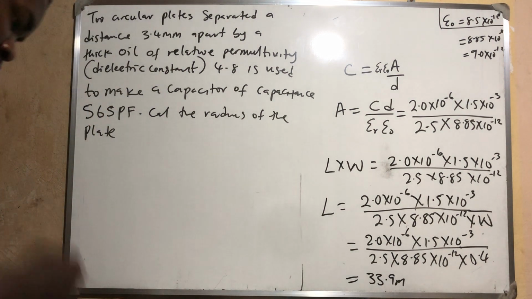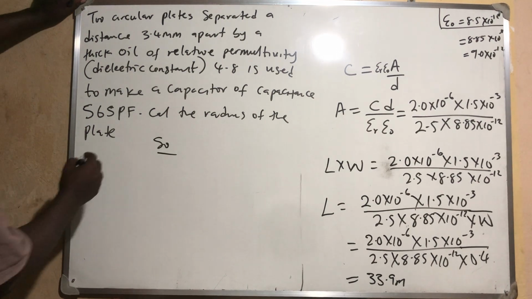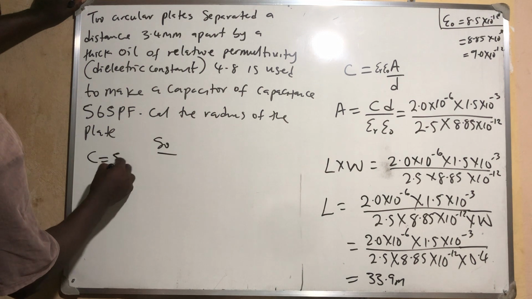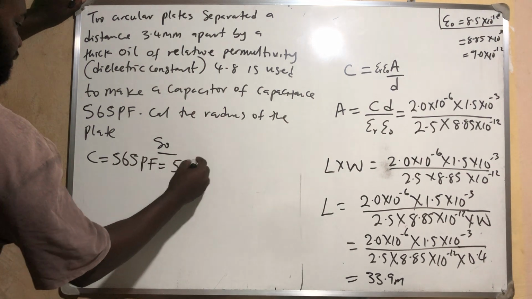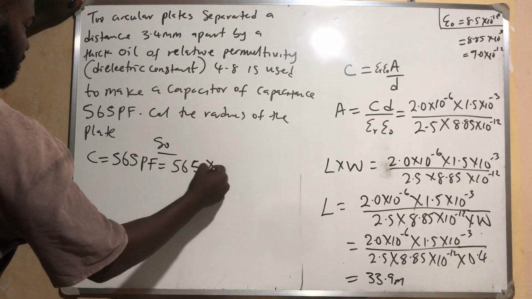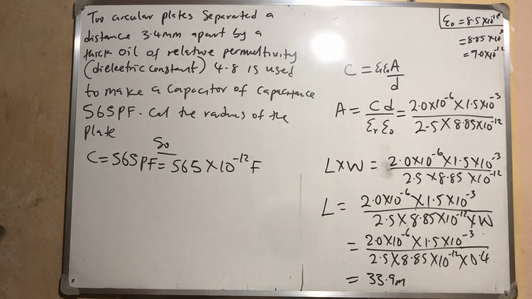So don't forget that picofarad means times 10 raised power minus 12. Don't forget. Okay, so now let's go. Solution. What did they give us? They gave us first of all capacitance as 565 picofarad, which is 565 times 10 raised to power minus 12 farad. Okay, that's the first thing they gave us.